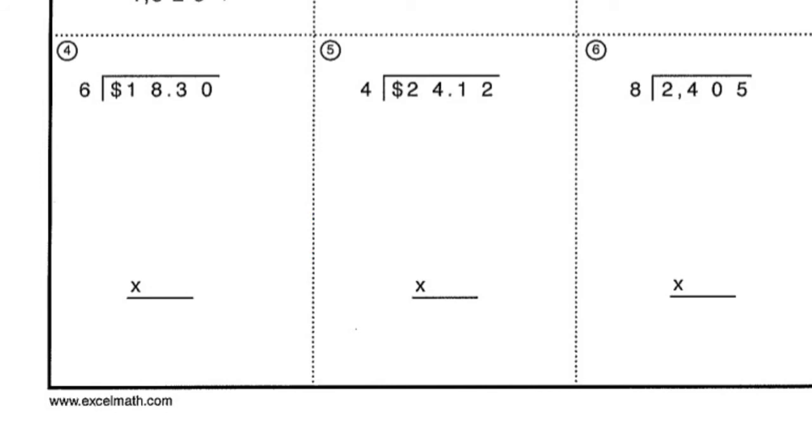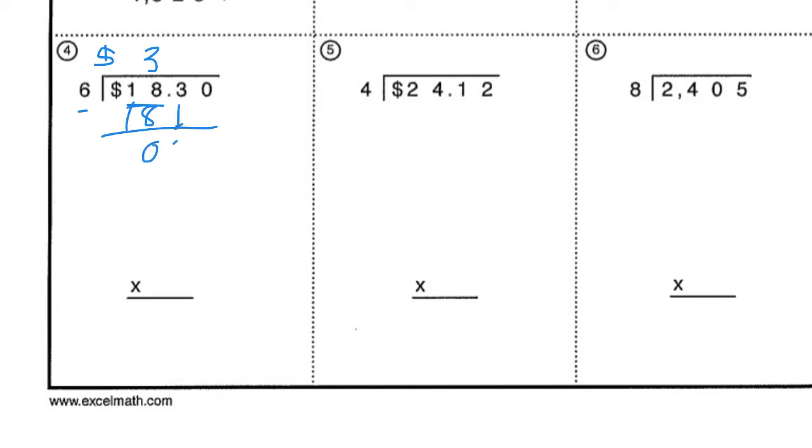All right, here we go with the next problems. Go ahead and do number 4 on your own and then turn the video back on to see the solution. Okay, so here we go. I'm going to put the dollar sign up here first. Did you remember to put a dollar sign? And then I'm going to put 6 into 18. That goes 3 times. 3 times 6, I multiply now is 18. Subtract and get 0.